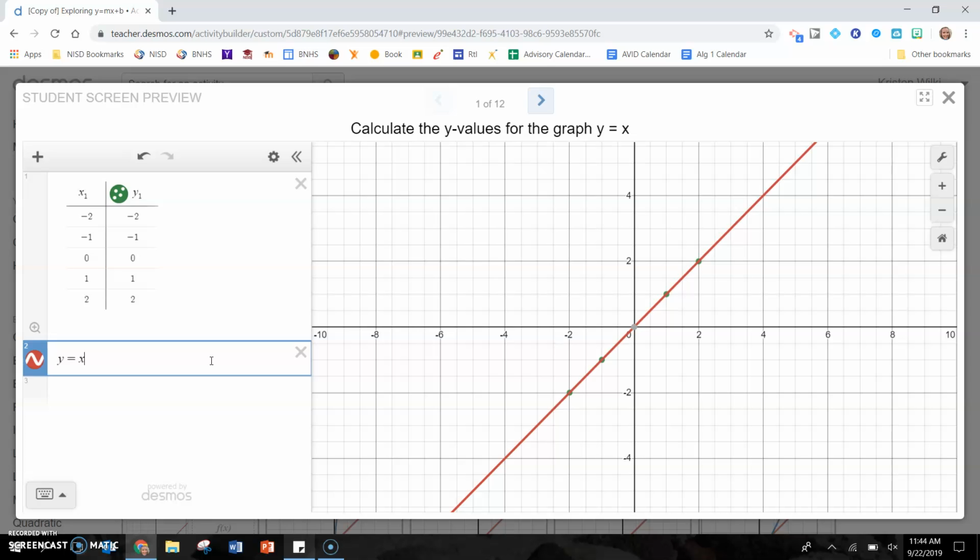Okay, now this is a parent function because nothing has happened to the graph. We haven't changed anything in any way. So when we talk about y equals mx plus b, what we're really talking about is how has the graph changed in comparison to y equals x. So that's what we're going to explore in this activity. So as I go through the screens, you're going to answer the questions in the Edpuzzle, and then we'll talk more about this in class tomorrow.